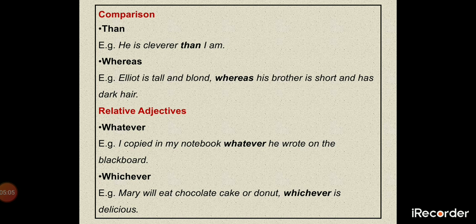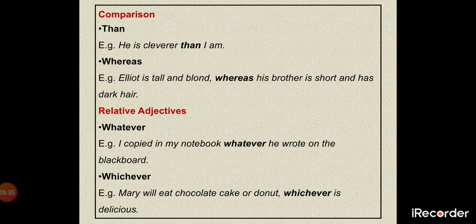I have given here examples of a few subordinating conjunctions for your better understanding of the purposes they are used for. When we have to make a comparison, we use subordinating conjunctions such as than, whereas. He is cleverer than I am. Elliot is tall and blond, whereas his brother is short and has dark hair.